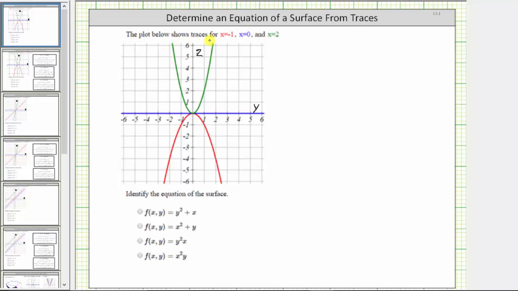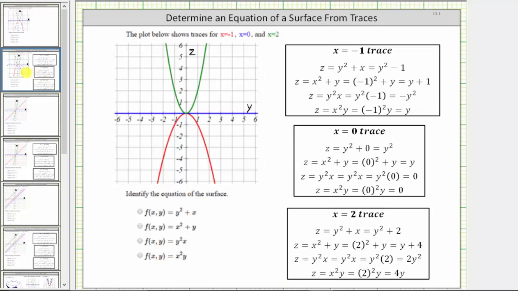The plot below shows traces for x equals -1, x equals 0, and x equals 2. Looking at the traces, notice how the horizontal axis is the y-axis, the vertical axis is the z-axis. We're asked to identify the equation of the surface. To do this, let's begin by determining the equations of the traces for all four functions.